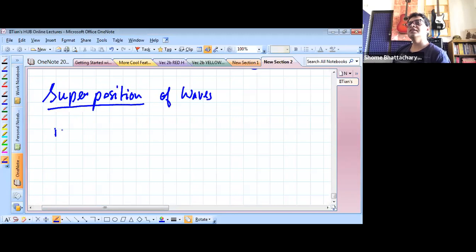The first thing is interference. So I'll quickly take you through the formulae, which I'm sure all of you are familiar with.